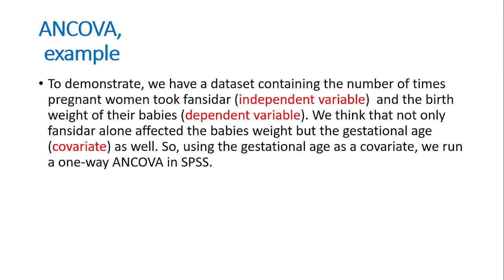In the last tutorial, we saw how to run an ANOVA using the tool. However, in this data set, there are slight modifications on our independent variable. We have just two groups: those who took Fansidar less than 3 times and those who took Fansidar 3 or more times. And we think that not only Fansidar alone affected the baby's weight, but the gestational age as well. The more the baby remains in the uterus, the more the baby grows. So we will be using gestational age as a covariate to run the analysis of covariance in SPSS.